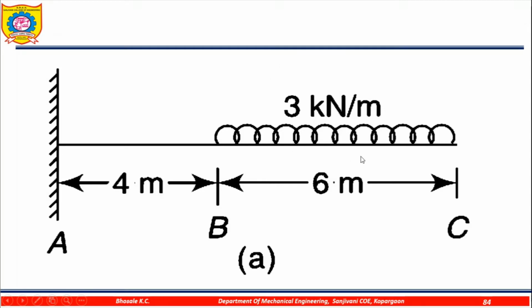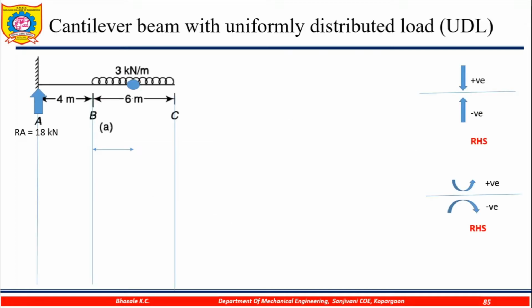Now first we have to find out the reaction, because this UDL will try to shear off the beam. So a reaction will be developed at this fixed end. Again, due to this UDL, there is a bending moment. This bending moment will try to rotate the beam in the clockwise direction. So for equilibrium, a resisting moment should be developed, which will try to oppose this bending of the beam. So we'll find out the reaction and the resisting moment about the fixed end.